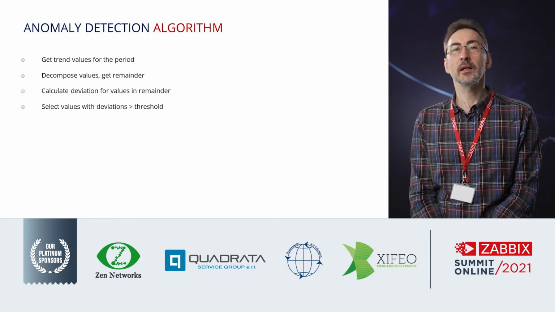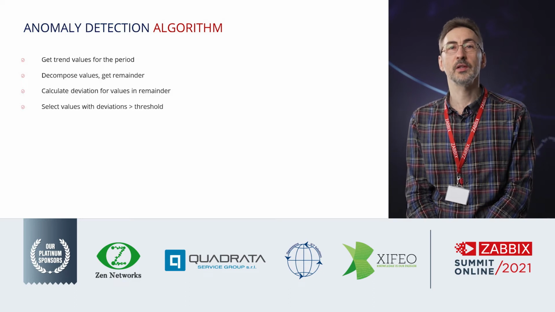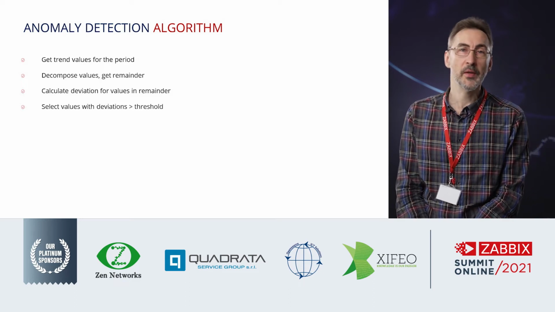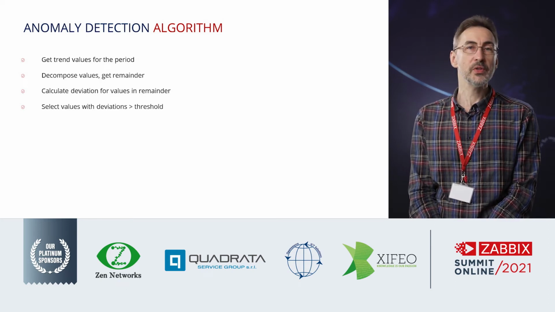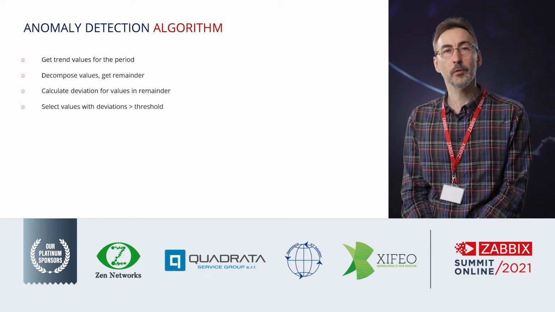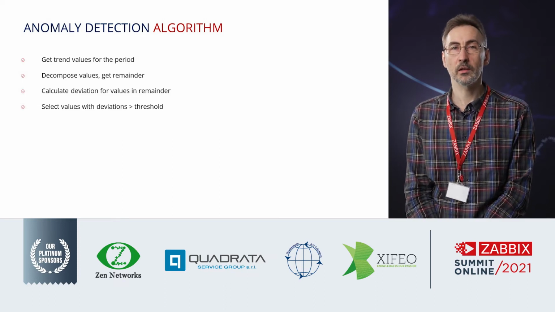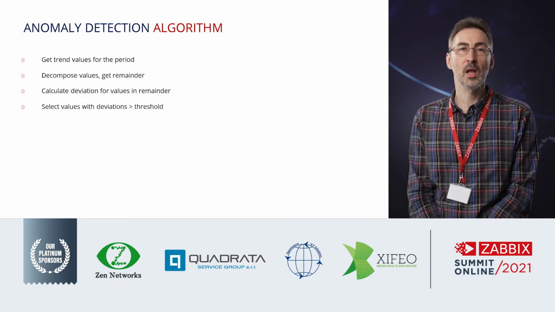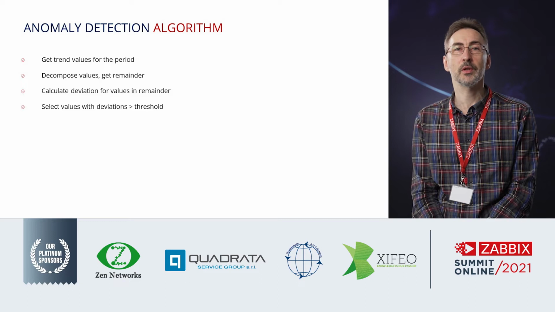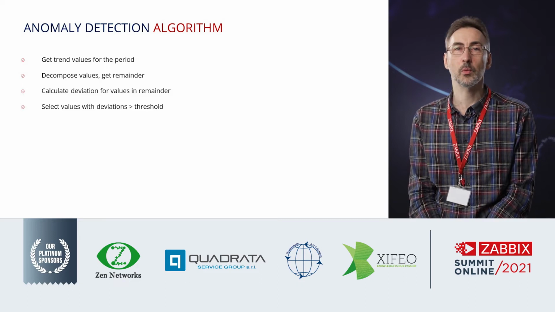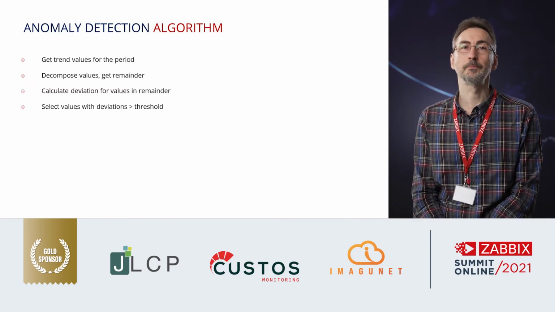Now, when it's clear what is STL and what is a deviation, it's easy to merge these methods to create anomaly detection algorithm. First, select history for the period from trends tables. Second, apply decomposition and keep the remainder part. Third, calculate a deviation from the remainder time series, then select all points with values exceeding the threshold number of deviations.